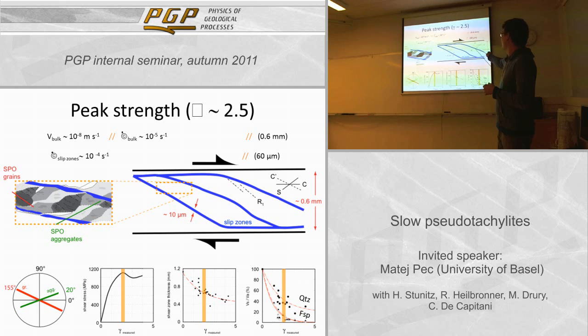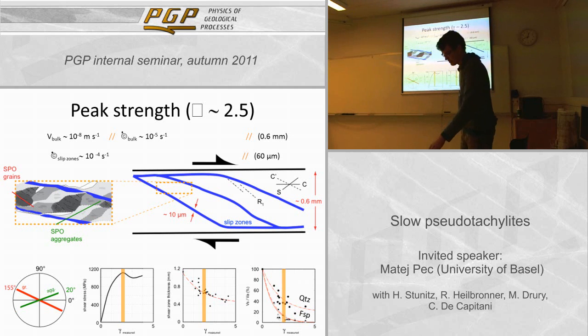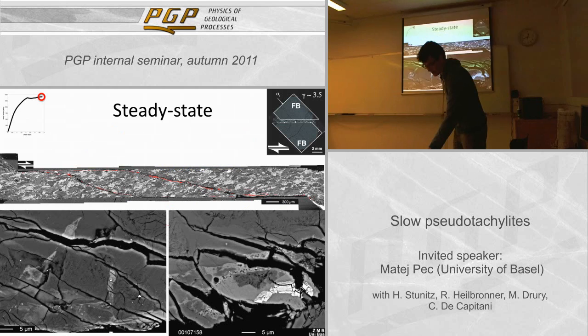So the whole thickness of the shear zone would be around 0.6 millimeters, and the slip zones altogether, about 6 in the sample usually, measure 60 microns. So with a back of the envelope calculation, we can get 1 order of magnitude faster strain rates within the slip zones. However, the bulk displacement velocity is always 10 to the minus 8 meters per second.